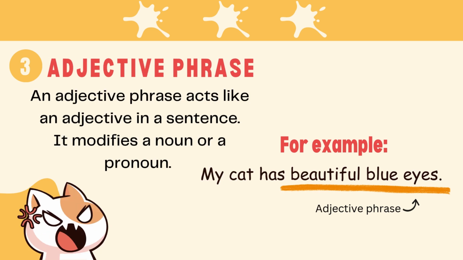An adjective phrase acts like an adjective in a sentence. It modifies a noun or a pronoun. For example, my cat has beautiful blue eyes. Beautiful blue eyes is the adjective phrase. It is modifying the noun cat.